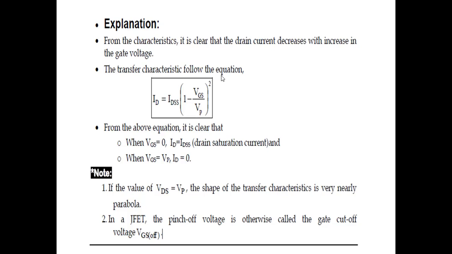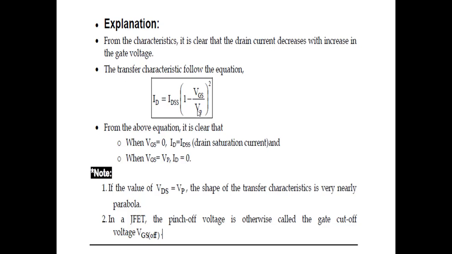The transfer characteristics and mutual characteristics are the same. The mutual characteristics follow the equation ID equal to IDSS into 1 minus VGS divided by VP whole square. Here VGS is the gate to source voltage and VP is the pinch off voltage.